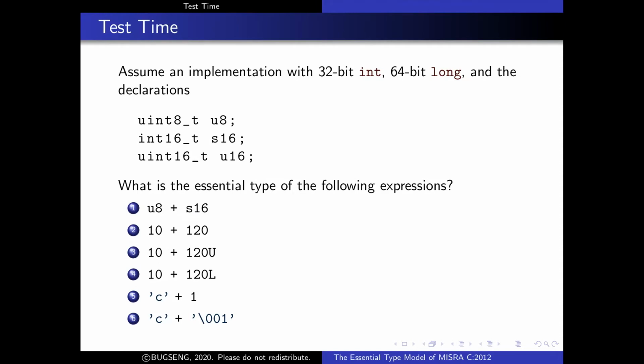Okay, time to show the results. Can you see them? I can see them. Okay.